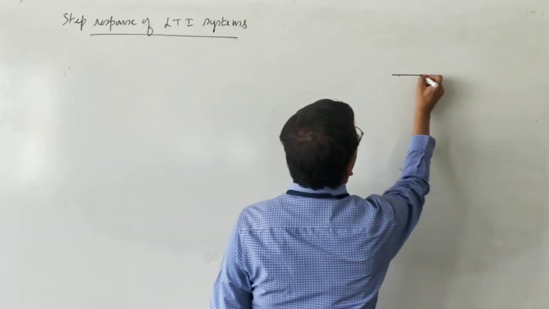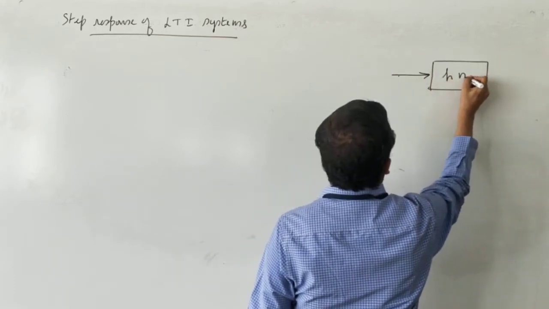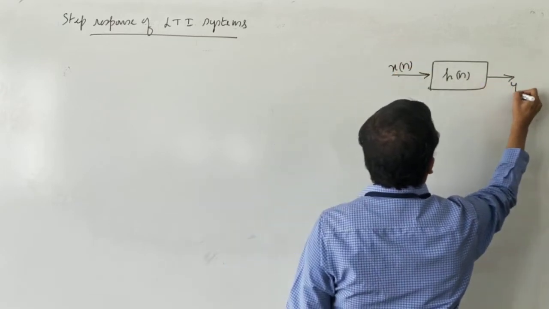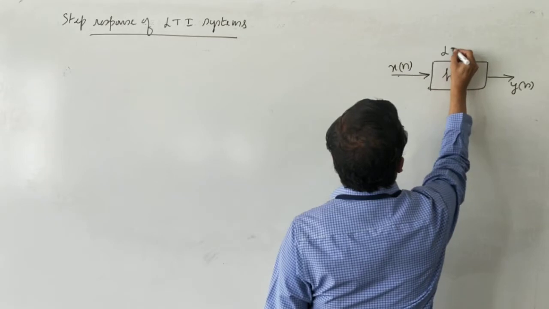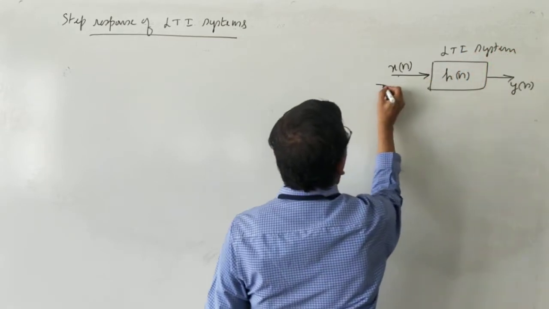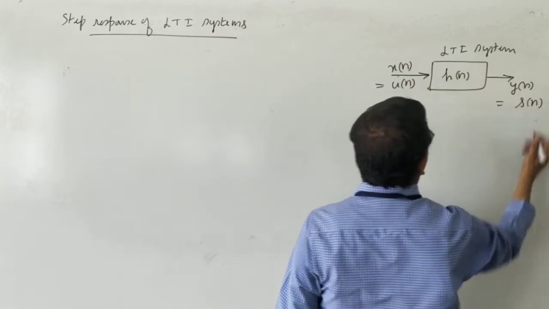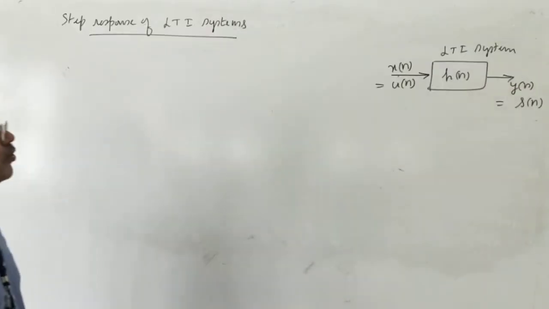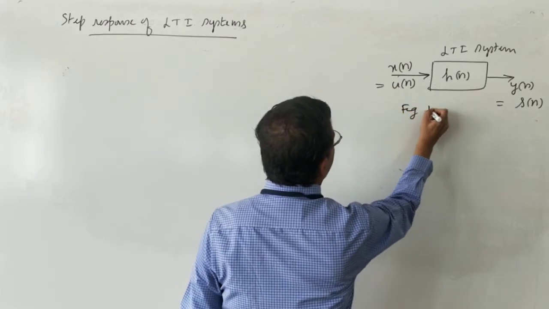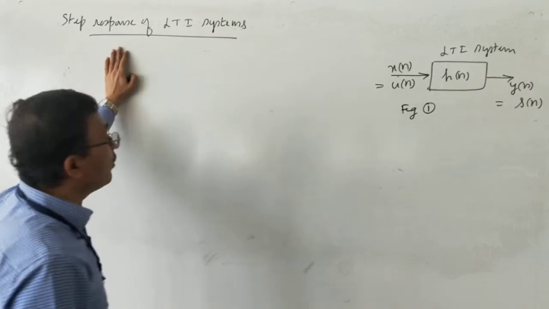Let us consider an LTI system having impulse response h of n, input x of n, output y of n. This is the LTI system. When input x of n equals u of n, output y of n will be called s of n. S of n is known as step response of the system. We want to evaluate step response of the system when h of n is known to us. That is the aim of this topic.